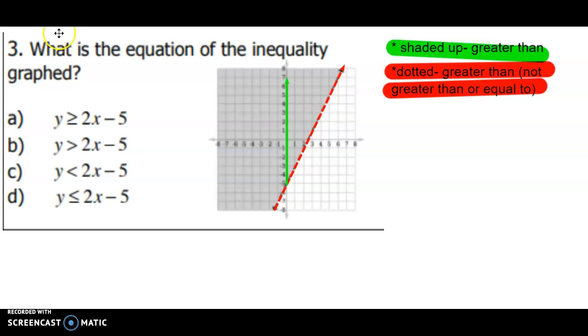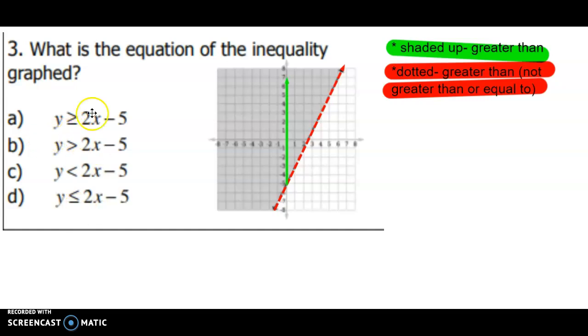Number 3. It says, what is the equation of the inequality graphed? There are 2 things you can remember mathematically that might help you answer this faster. One, when I'm at my y-intercept and I draw an arrow to the shaded area, I'm going up. When I am shading up, that means I am greater than. See how the shading is above my y-intercept and not below? Also, this line is dotted, so it's going to be greater than and not greater than or equal to.